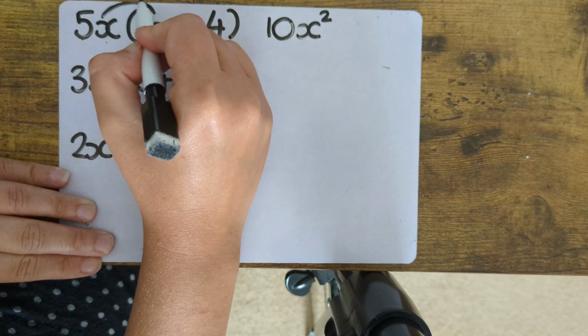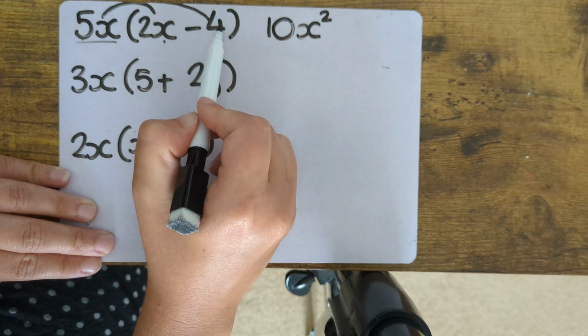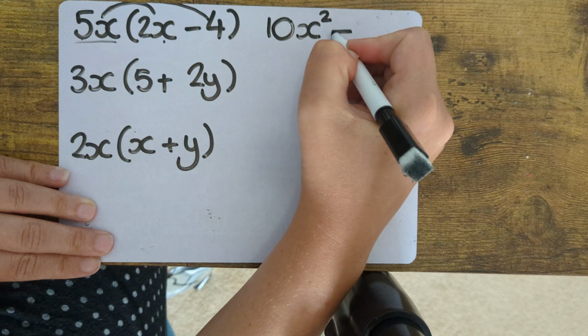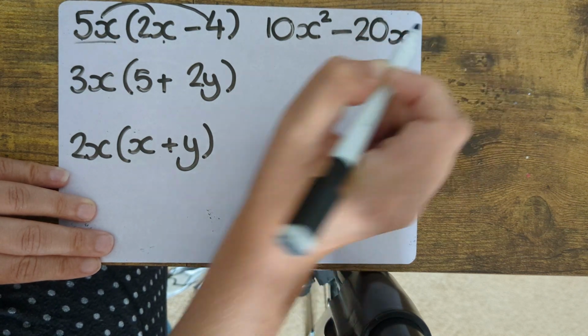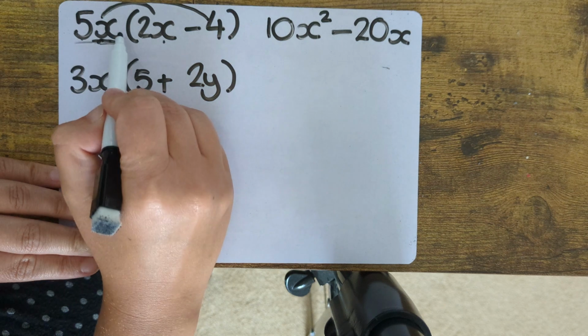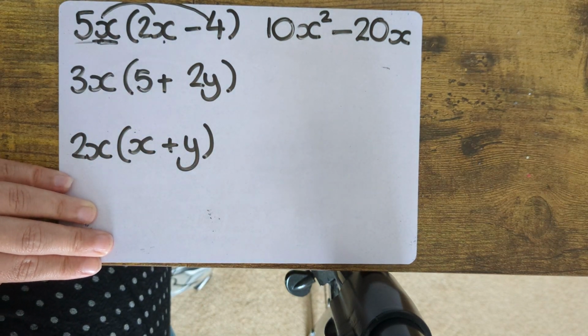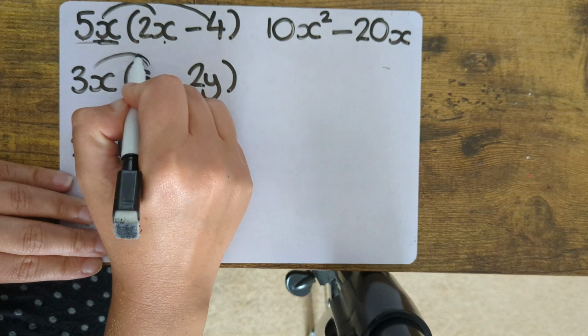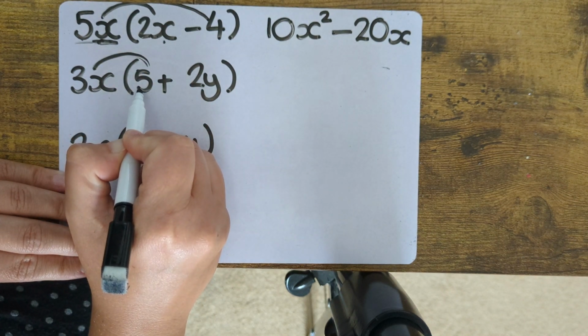And then we are doing 5x times 4. We put the subtraction sign in, and then 20x. Because there's an x on the outside, that's why we have an x with every part of the term in the expression. This next one, 3x times 5 would be 15x.